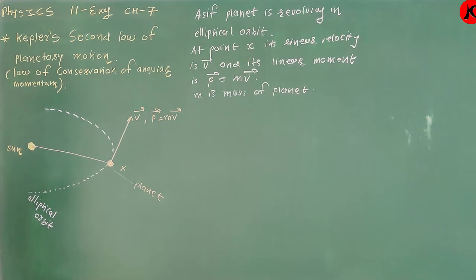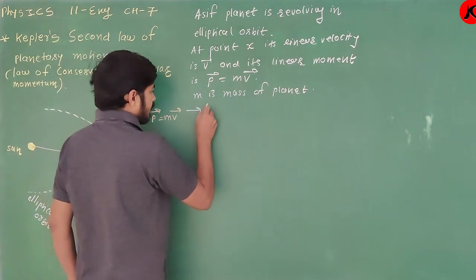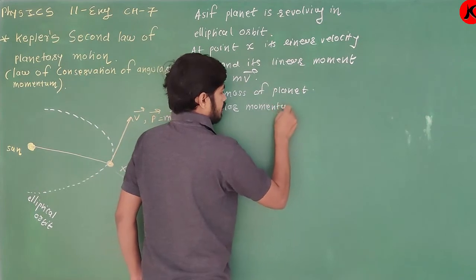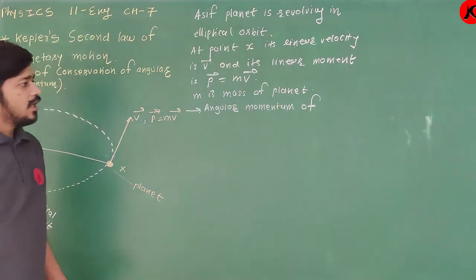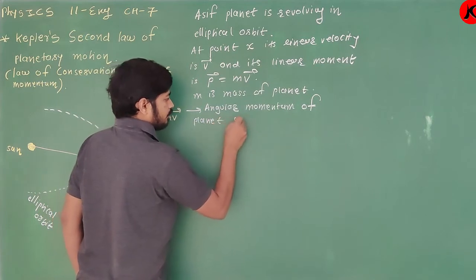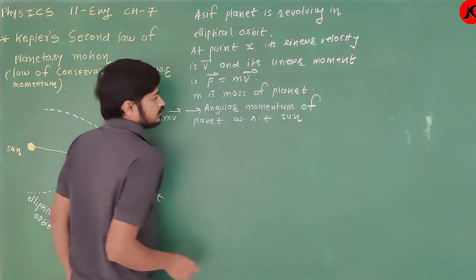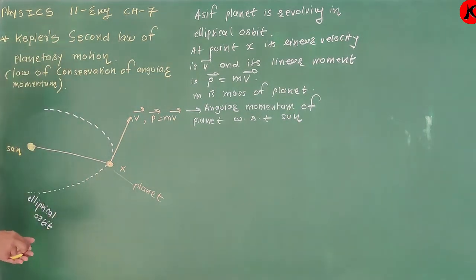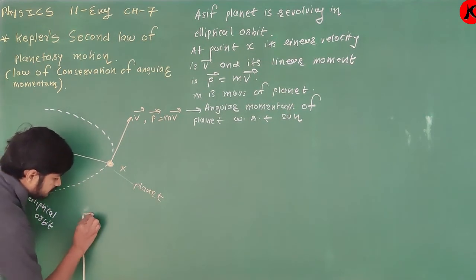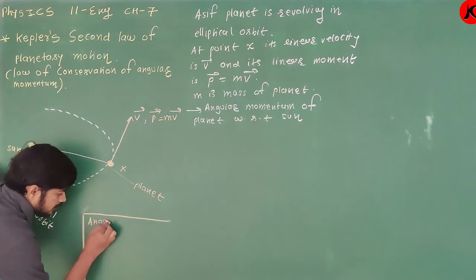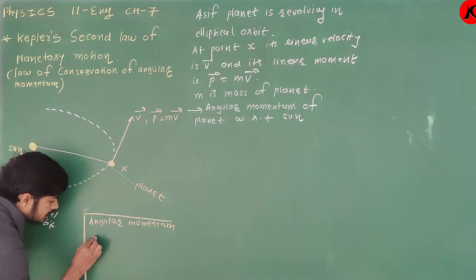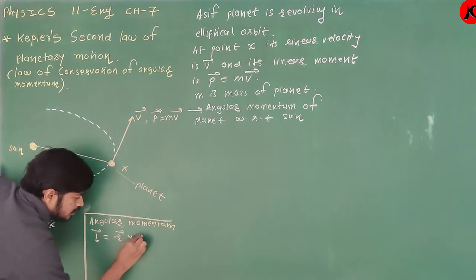Now we have to find the angular momentum of the planet with respect to the Sun. We know the equation of angular momentum. Angular momentum L is equal to r cross p.